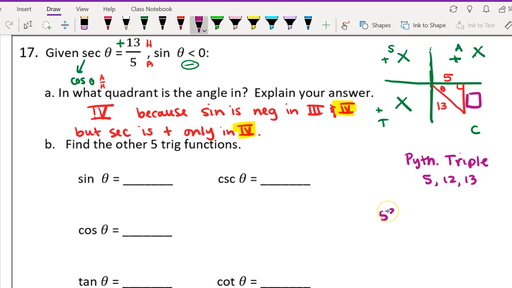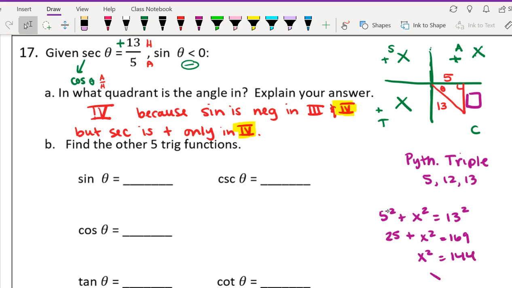So I know that 5 squared plus the unknown side squared is equal to 13 squared. And so 25 plus x squared is equal to 169. And so x squared, if we subtract, is 144. And so x equals 12. Now, the only other thing is because we're in quadrant 4, this isn't a positive 12, it's a negative 12 because we're below the x-axis.